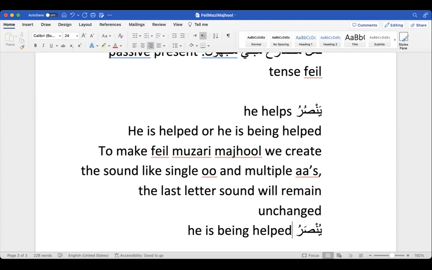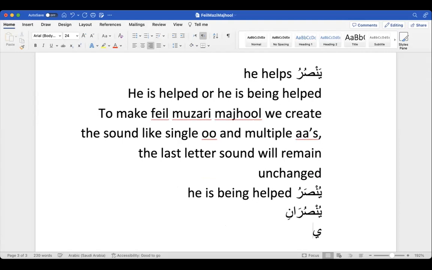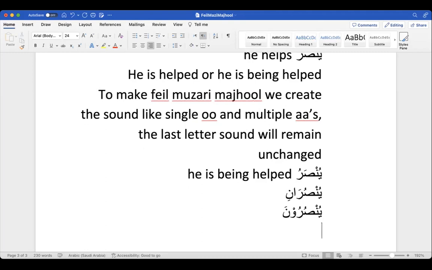Now, if you make another version, like the Huma and Hum version. So what will be the Huma version? Yunsarani. So you'll have Yunsarani. Then Yunsaruna. Last will remain the same, right? So the extra is the noon. So Yunsaruna.